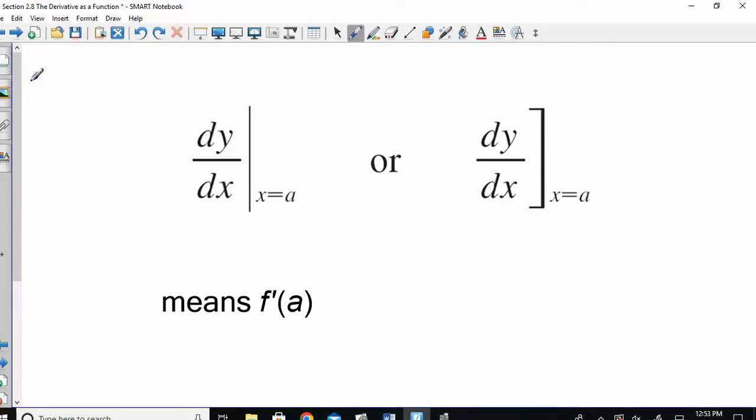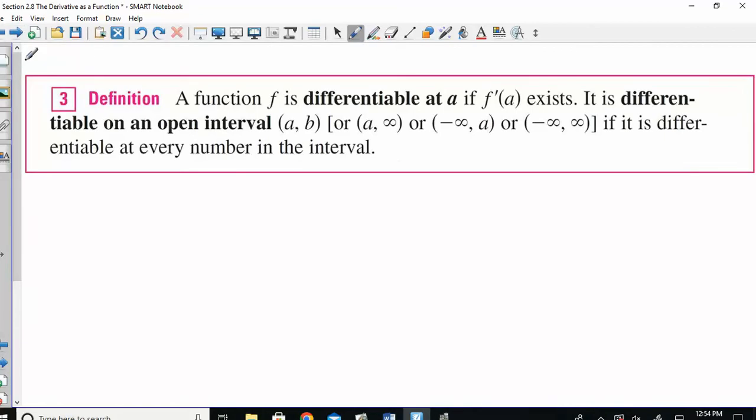We will get to the point where, like the ones you were doing last night, you had to find the equation of the tangent line, so you had to do the derivative and plug in a specific number for x. So a shorthand you might see is dy dx meaning the derivative and a vertical line and then x equals some number. And that means do your derivative and plug in this number for x. So that's another notation that we will see.